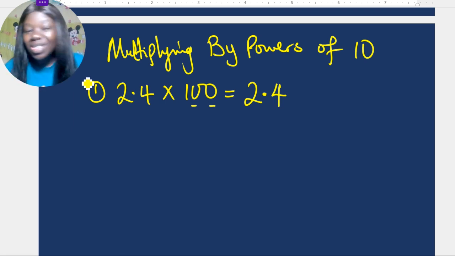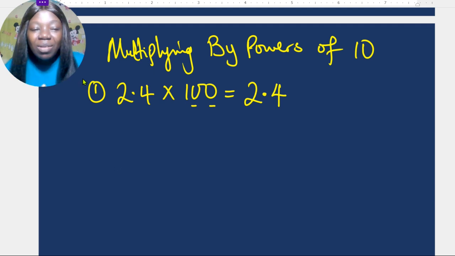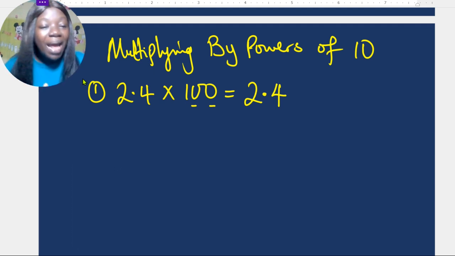Anytime you're multiplying, count to the right. When multiplying, count to the right. When dividing, count to the left. There's a song that goes like that, so you can always remember. Multiplying, count to the right. When dividing, count to the left.